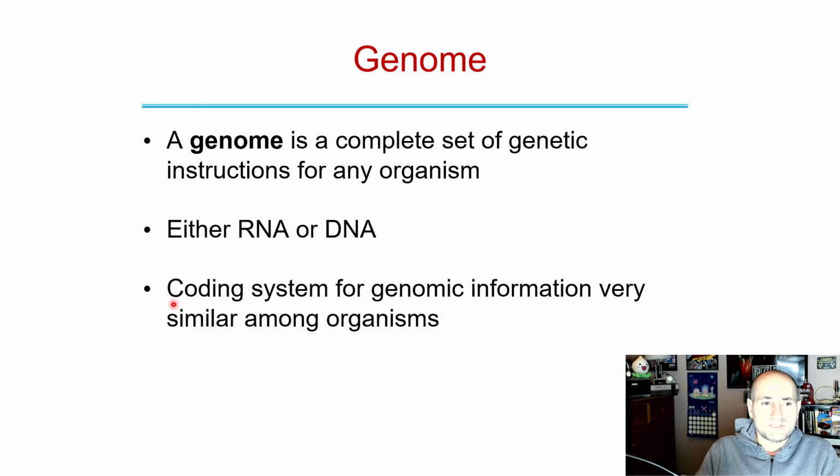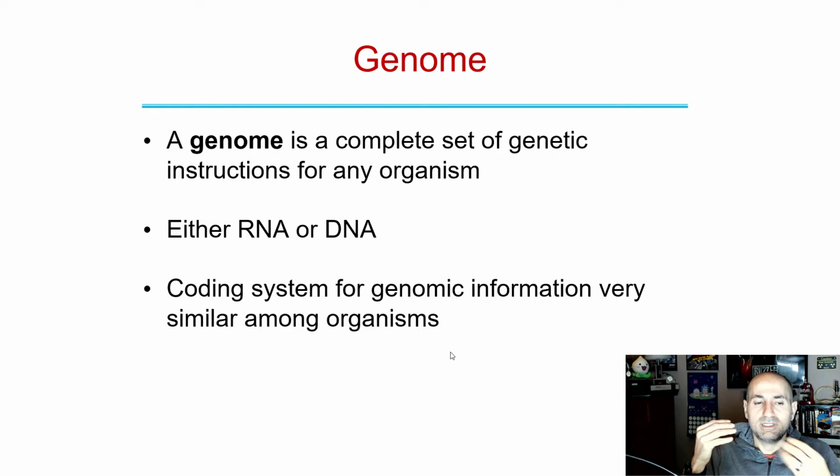And like I said before, the coding system for genomic information is very similar among organisms. What does that mean? The way your genome is read, remember transcription and translation? The way the genes are read is essentially the same in all organisms. This is why I could stick the human insulin gene from a human into, remember, E. coli. E. coli is able to read that insulin gene from me. That's called transcription. And then it's able to convert that message into protein. That's called translation. So even though the insulin gene came from me, my E. coli friend was able to read that gene and make the proper protein. That's what they mean by the genetic information being very similar among organisms.